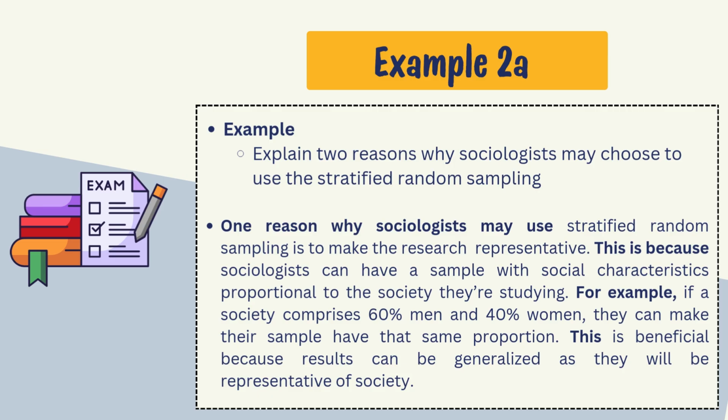So far, this is my point and my explanation, and here's my example. For example, if a society comprises 60% men and 40% women, they can make their sample have that same proportion. And then here's my analysis and link, my interpretation of this material. Basically, this is beneficial because results can be generalized as they will be representative of society.